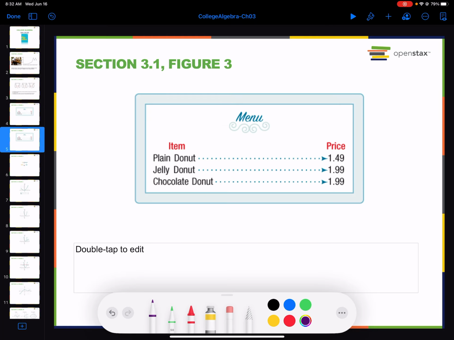In this next question, it's asking whether or not the item is a function of the price. The item plain donut equals the price of $1.49, so that only has one price. The jelly donut has only one price, and the chocolate donut only has one price. So yes, that's a function. The next question asks whether or not the price is a function of the item. In this case, it's not, because just like the vending machine, if you selected $1.99, this would map to two different things. So this one would not be a function.